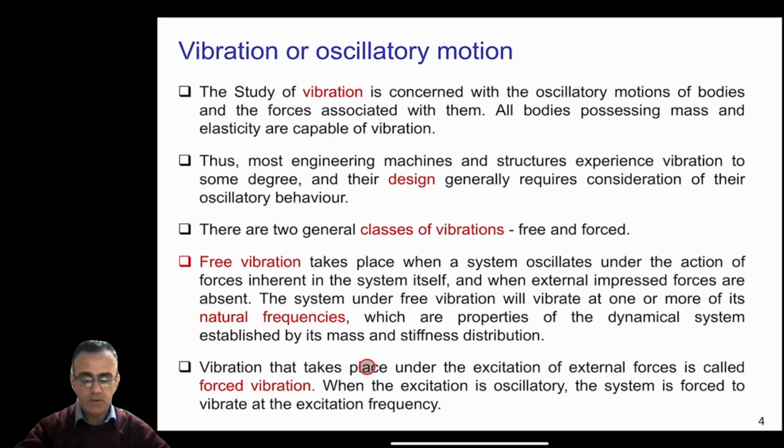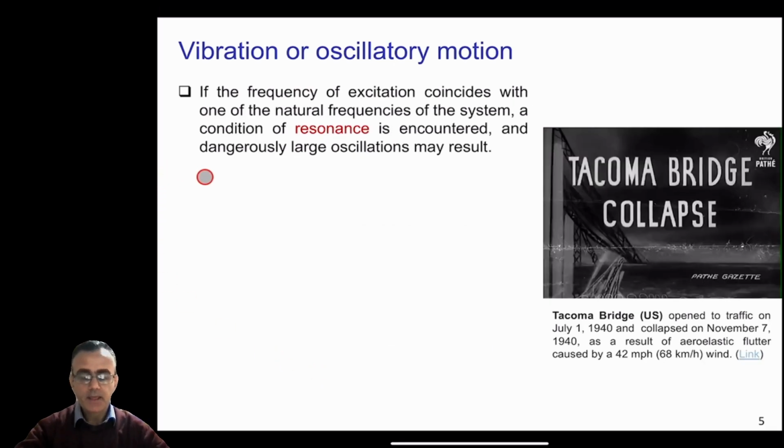And vibration that takes place under the excitation of an external force is called forced vibration. When the excitation is oscillatory, the system is forced to vibrate at the excitation frequency. Now, if the frequency of excitation coincides with one of the natural frequencies of the system, a condition of resonance is encountered, and dangerously large oscillations may result.